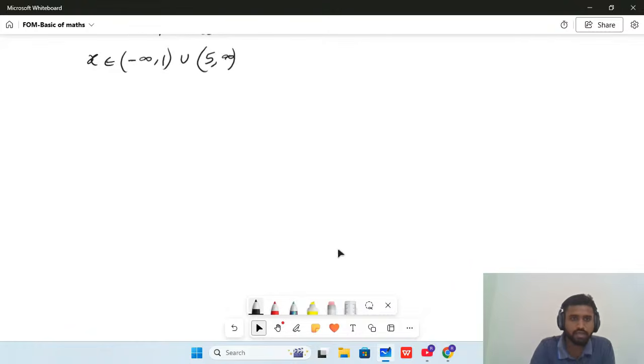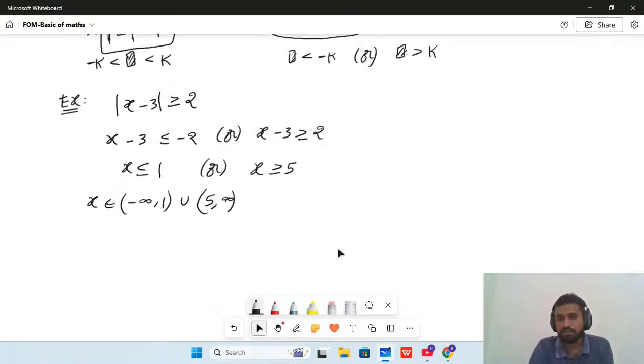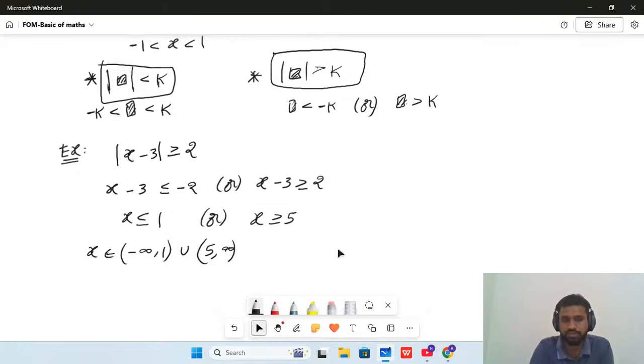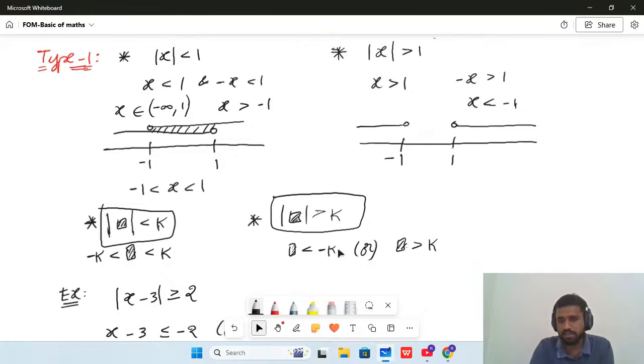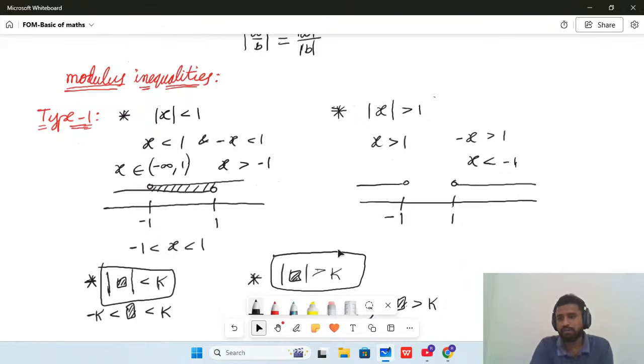So I hope type 1 is clear for you, and six more types in modulus inequalities are there. Those six more types we will see in the next session. One more session it will take for basic maths. Total six classes, right? Already we have completed 5 sessions on basic maths.